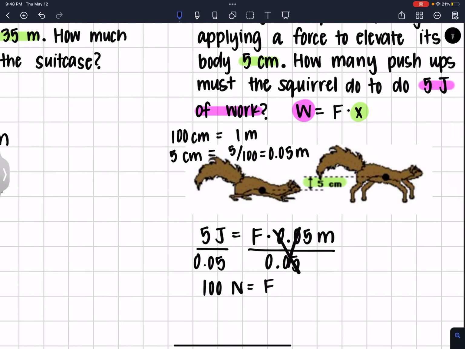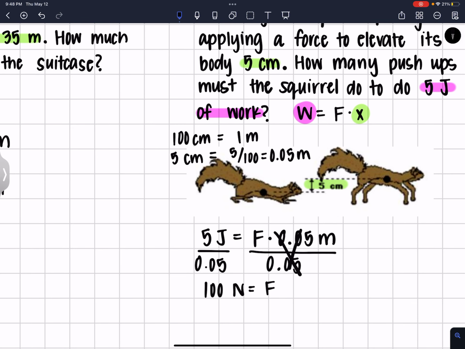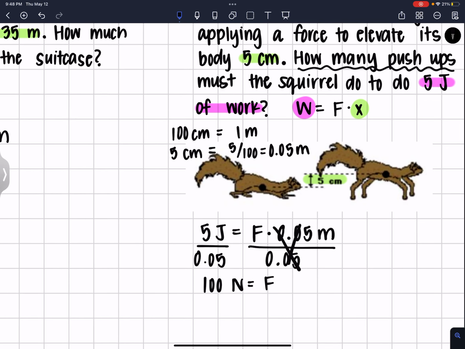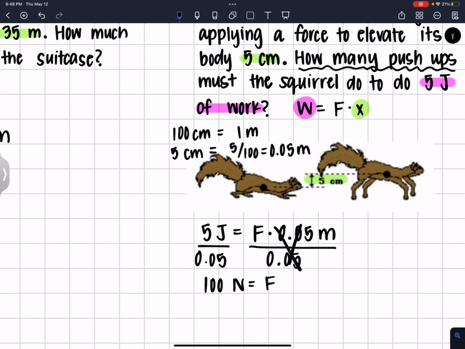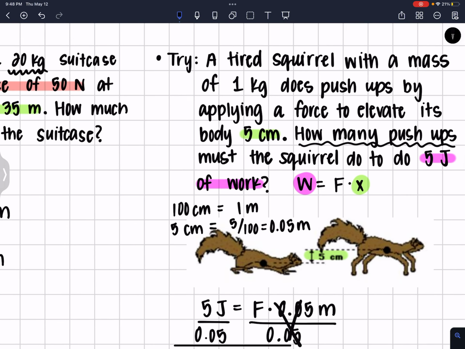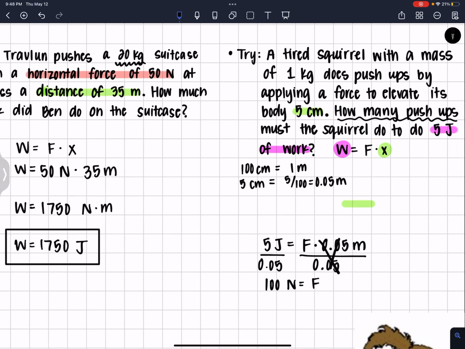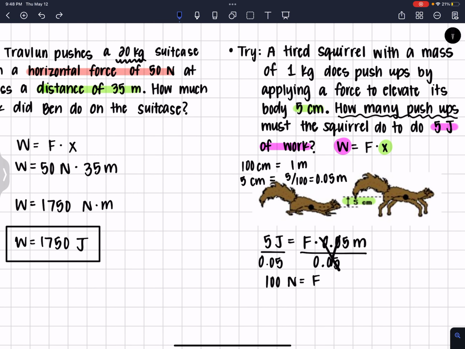Now, the problem didn't ask me how many newtons of force the squirrel is going to have to exert. It asked me how many push-ups the squirrel is going to have to do. So I have to take this 100 newtons and figure out how many push-ups that is going to equate to. So this is where the problem gets kind of tricky. Drawing a force diagram is going to be really helpful in this scenario.